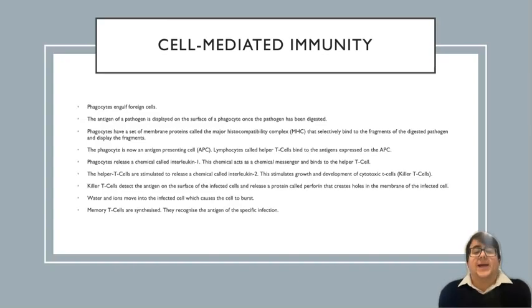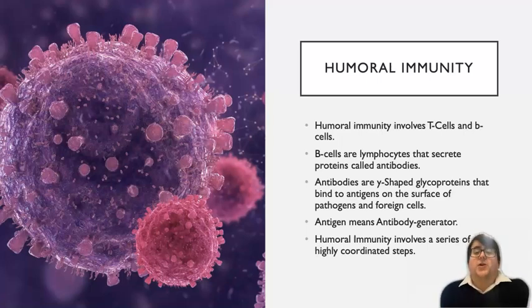Killer T cells will then detect the antigen on the surface of the infected cells, and they'll release a perforin that creates holes in the membrane of the infected cell. Water and ions will then move into the infected cell through the holes that were just made by perforin and cause the cell to burst. We then have memory T cells being synthesized that recognize the antigen of the specific infection to prevent it from coming back again. Humoral immunity, on the other hand, involves T cells and B cells.